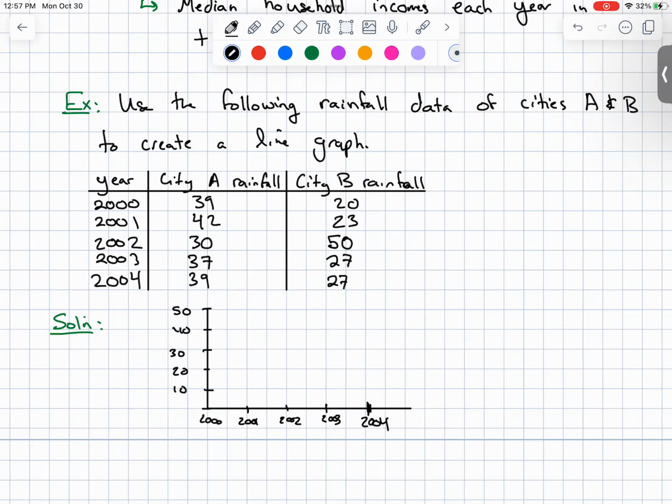All right. So city A, let's make city A in red. In the year 2000, it had 39, which is a little less than 40, so we'll plot it right there. In 2001, it had 42, so a little bit above 40. Then it went down to 30 in 2002, then 37, which is a little bit closer to there. And then 39 in 2004. And then we just draw a line connecting them.